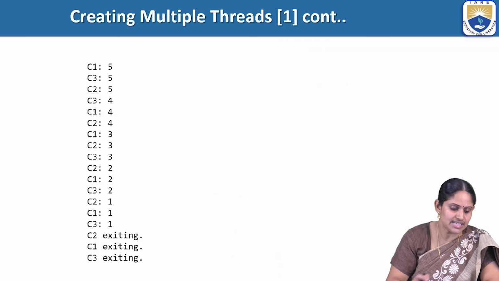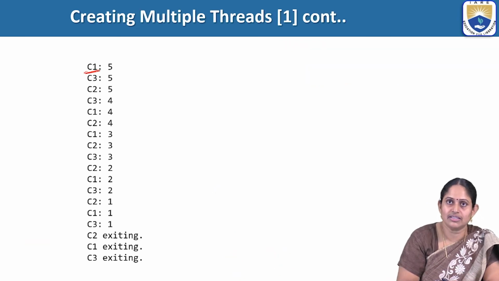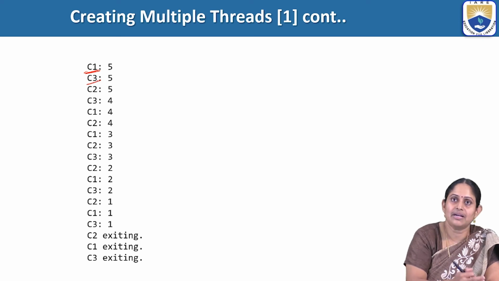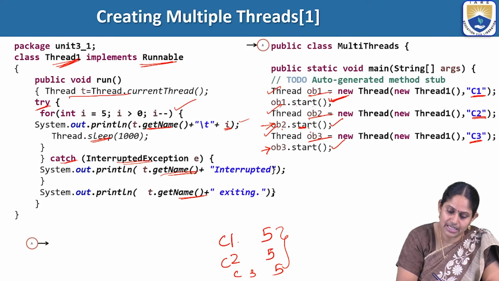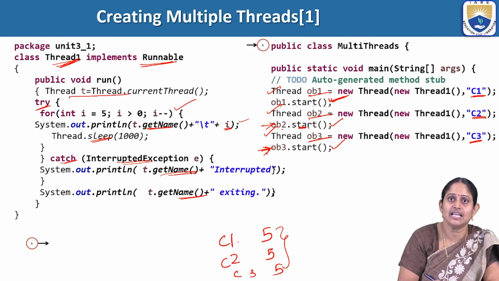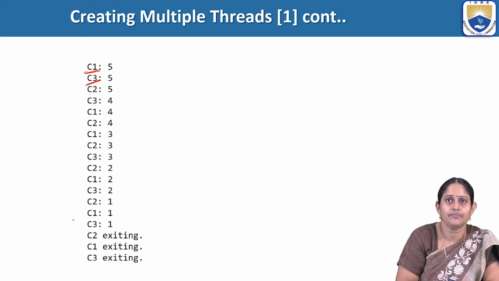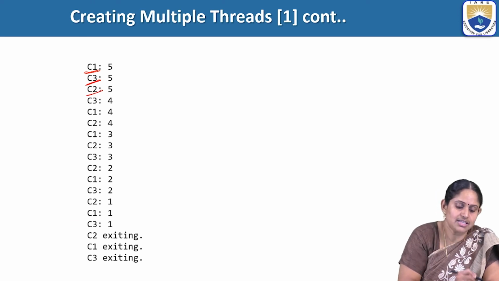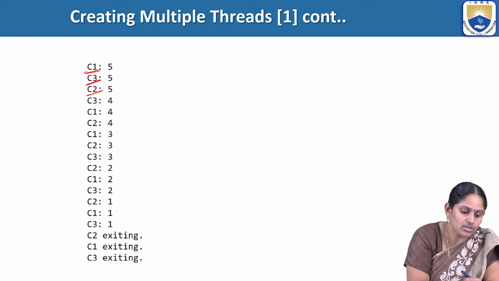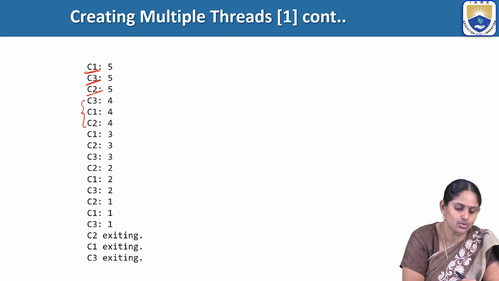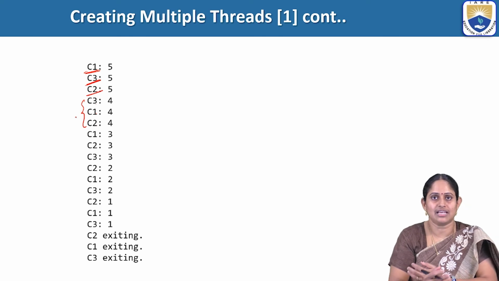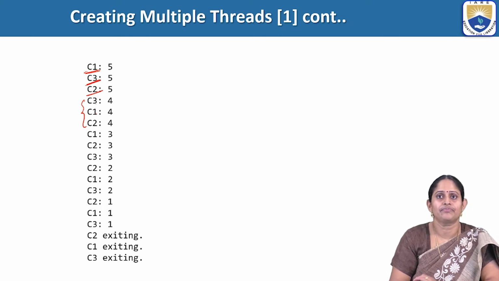In our case, the output is: first we have the C1 thread, then we have C3, but I had invoked C3 at the last, and still it got executed in the second place. Then we have C2. So initially the order was C1, C3, C2, but next time the order changed to C3, C1, C2. This order of execution cannot be determined by the human. It depends on the operating system. So this may change, and we have to use some other methods to get synchronization among these threads.